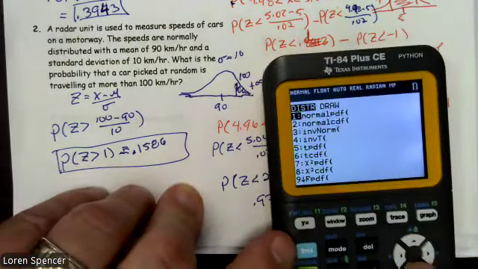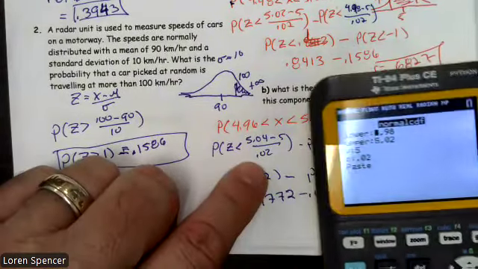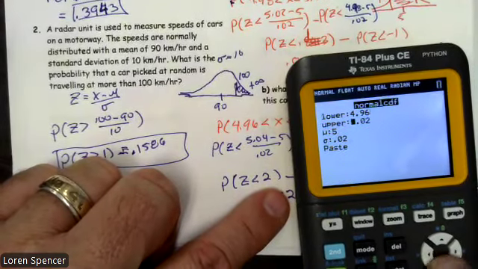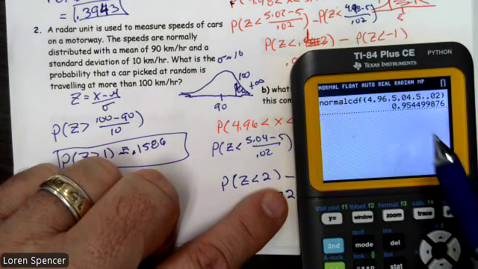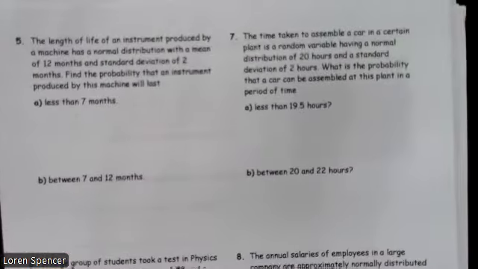And second vars, normal CDF. And we're looking at 4.96 to 5.04. And there it is, 0.9544. There it is. All right.